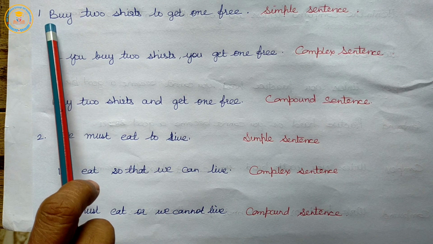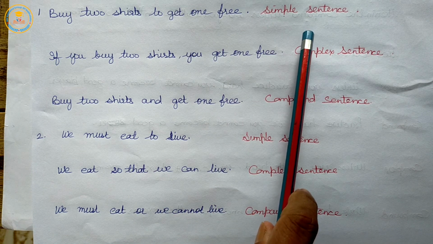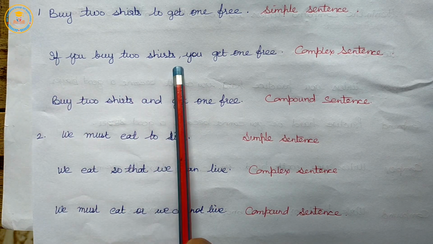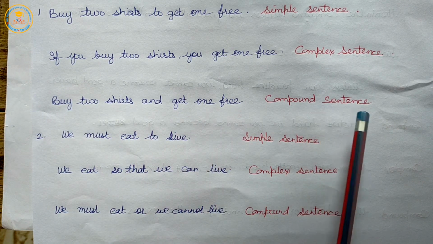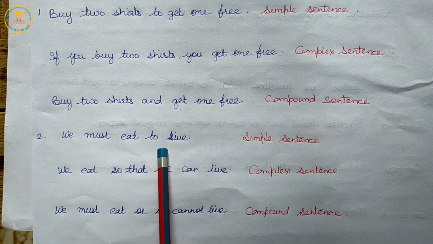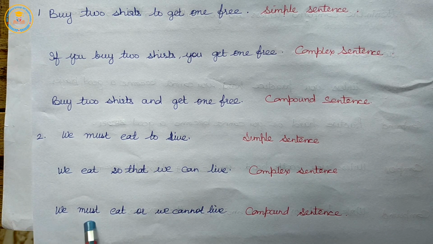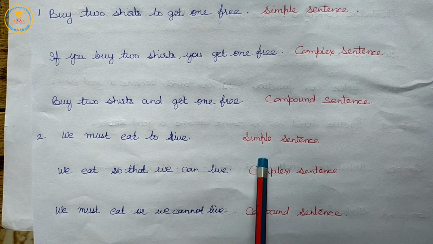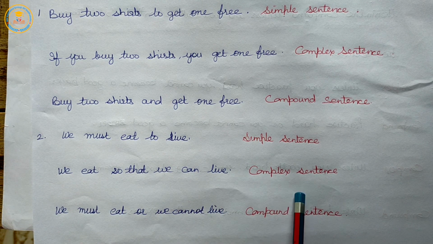carefully. See here example, buy 2 shirts to get 1 free. Simple sentence. If you buy 2 shirts you get 1 free. Complex sentence. Buy 2 shirts and get 1 free. This is compound sentence. Similarly, second, we must eat to live. Simple sentence. We eat so that we can live. Complex sentence. We must eat or we cannot live. Compound sentence.